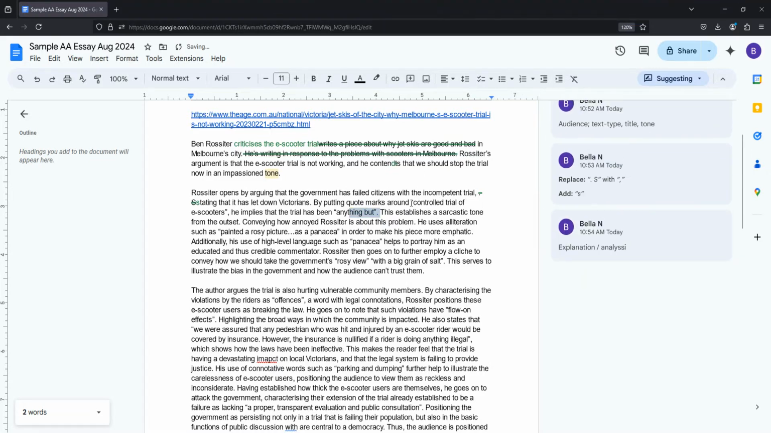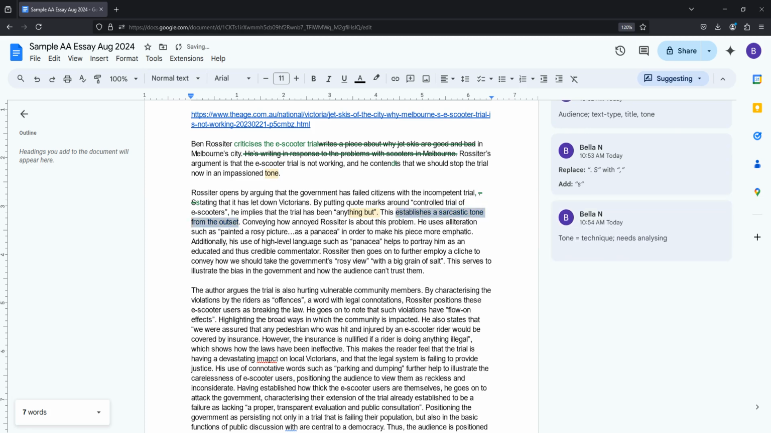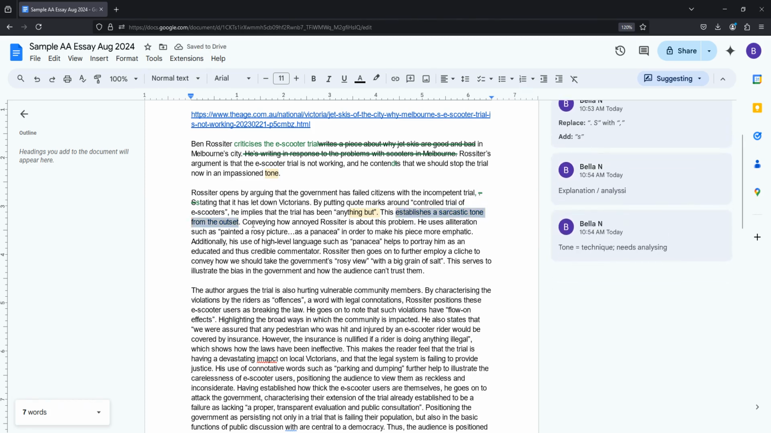And also, this establishes a sarcastic tone from the outset. You would analyze tone. Just simply stating that the tone is there is retelling. So tone is a technique, needs analyzing, not just stating, because otherwise you're just retelling. Conveying how annoyed Rossiter is about this problem. Okay, again, another hacked sentence here, just a participle phrase with no subject or verb.